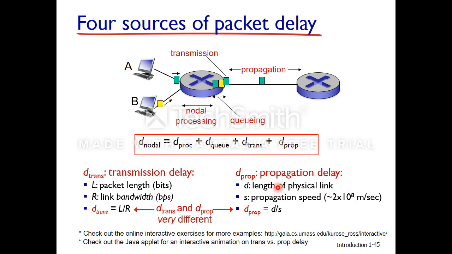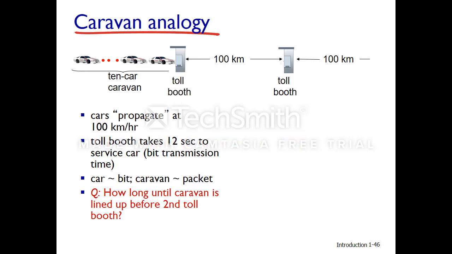So to illustrate this, I'm going to use this example. Let's say we have a caravan with 10 cars. Now, these cars can instantaneously accelerate from 0 to 100 kilometers per hour, and they maintain that speed between the toll booths. These toll booths are 100 kilometers apart. Each car in the caravan would represent a bit, and the caravan is similar to a packet. So the question then is, how long would it take until the caravan is lined up at this second toll booth? So this is the first and the second.